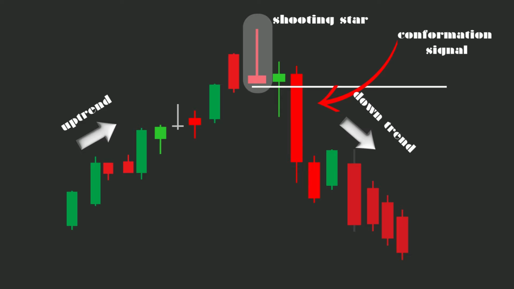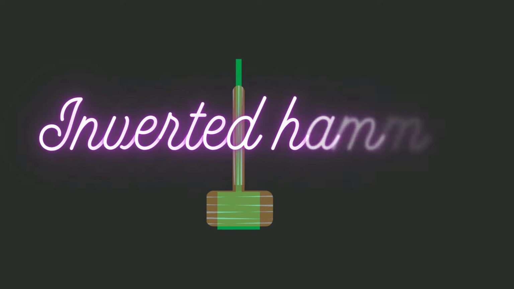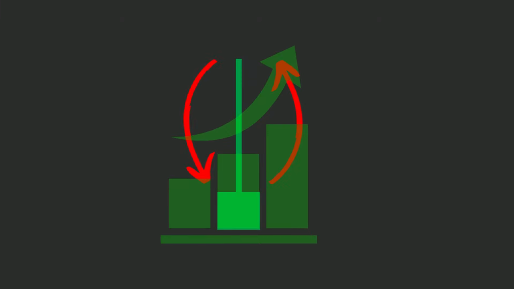This adds reliability to the pattern and helps you make better trading decisions. Next topic, an inverted hammer has a small real body at the bottom, a long upper shadow, and little to no lower shadow. This indicates that sellers pushed prices down, but buyers drove them back up, showing bullish sentiment.